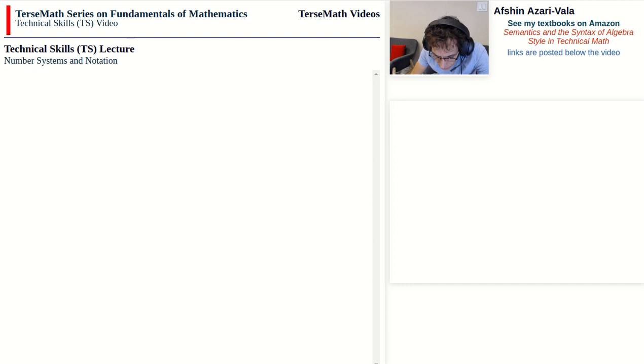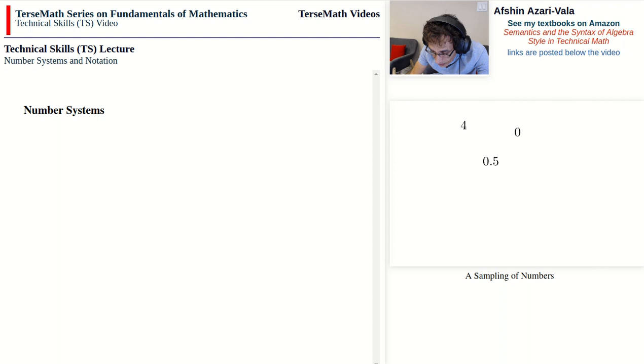To begin, let me show you an example of all these different kinds of numbers that I'm talking about. Here on the right side, I have a sampling of these numbers. There is 4, there is 0, there are decimals like 0.5, fractions like 1/2, negative numbers like -4, and then there are more exotic kinds of numbers like √2 and pi. Sometimes we use scientific notation and write, as an example, -1.4 times 10 to the power of -2.